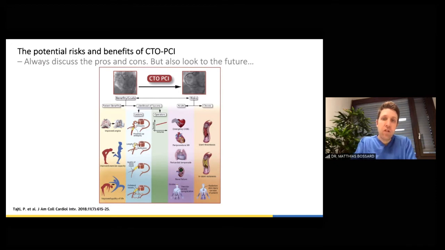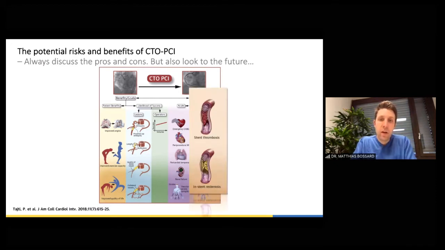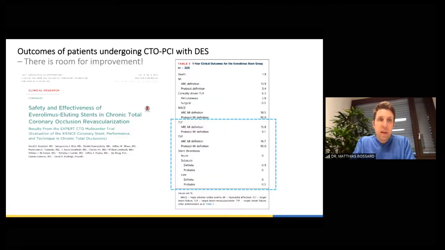periprocedural complications, but you also, and that's actually important here, and there's a very nice paper which has recently been published, you should also inform the patient about the increased risk of target lesion failure down the road, because it's still a reality that patients who undergo CTO PCI with stent implantation have a higher risk for stent thrombosis, but also restenosis in comparison to common or more simple PCI procedures.